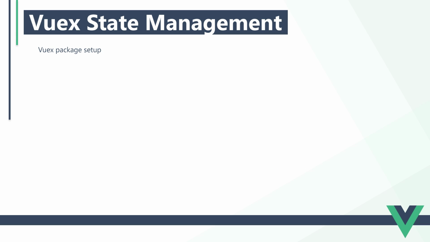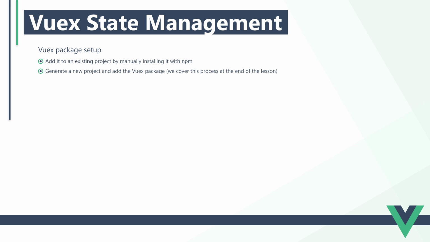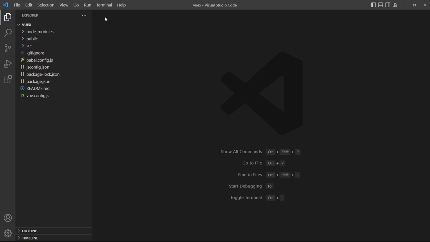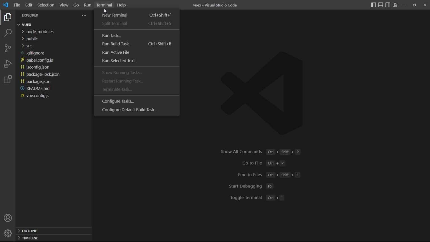We can set up the Vuex package in multiple ways. We can install it into an existing project with npm. Or, we can add it when we scaffold a new project with the CLI. We'll install it manually with npm to start, then cover how to include it with a new project at the end of the lesson.